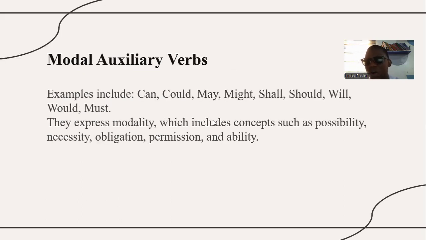Okay? Now let's talk about the modal auxiliary verbs. So the modal auxiliary verbs, we have different examples. We have words like can, could, may, might, shall, should, will, would, must. These are different examples of the modal auxiliary verbs. Now, what do they do? They express modalities, which include concepts like possibility, necessity, obligation, permission, and ability.